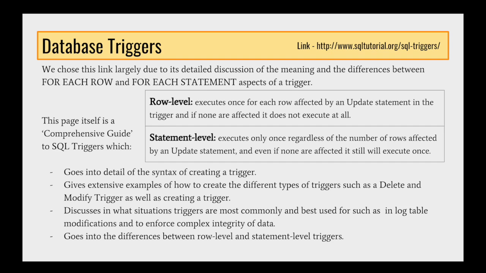A row level trigger will execute once for each row affected by an update statement, and if none are affected, then it won't execute at all. However, a statement level trigger will execute once and only once, regardless of the number of rows affected, and if none are affected, it will still execute once and only once. The guide also goes through the syntax of creating a trigger, the different types of triggers such as delete and modify triggers, and also explains in detail situations where triggers are most commonly used and are best used.